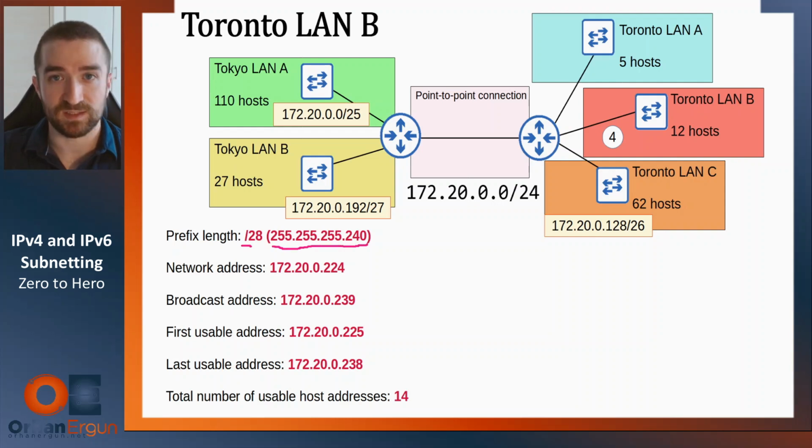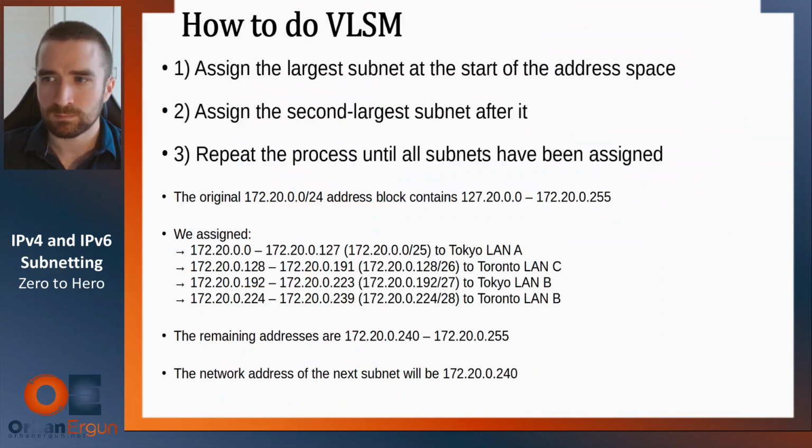Here it is written as a dotted decimal subnet mask. Network address of .224, like I said. The broadcast address, the last address in that range, is .239. And here we have the first usable and the last usable addresses, and the total number of usable host addresses, 14, like I said. Okay, so that is Toronto LAN B. Let's review that again. So we assigned the .224 to .239 range, that is 172.20.0.224/28, to Toronto LAN B.